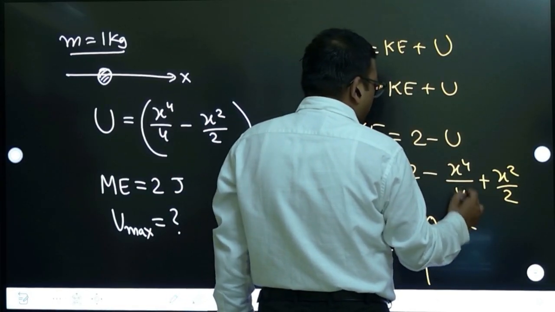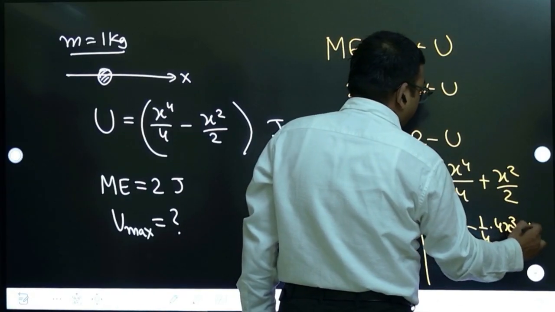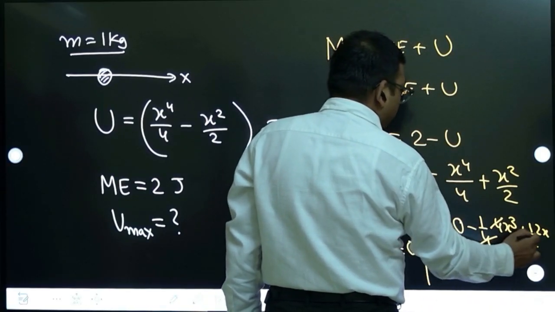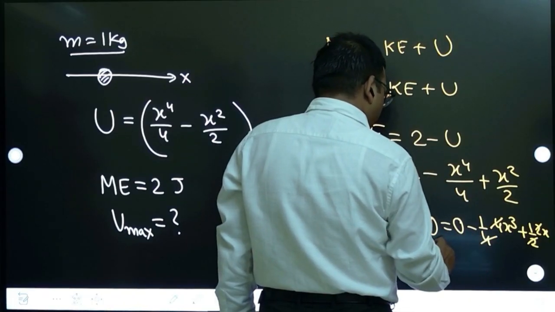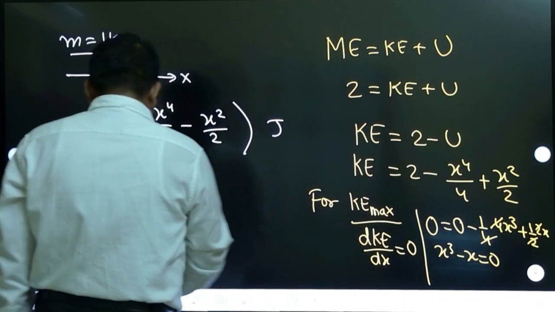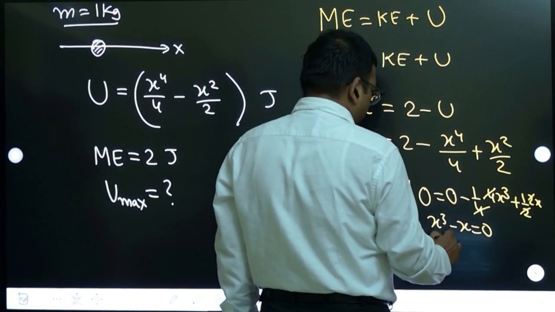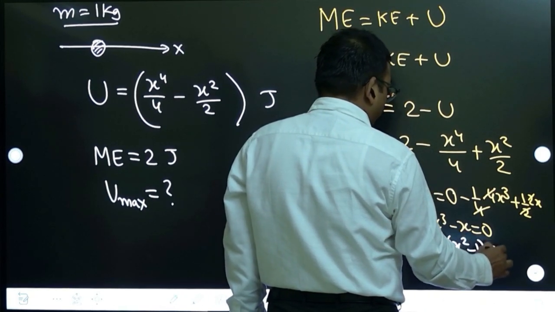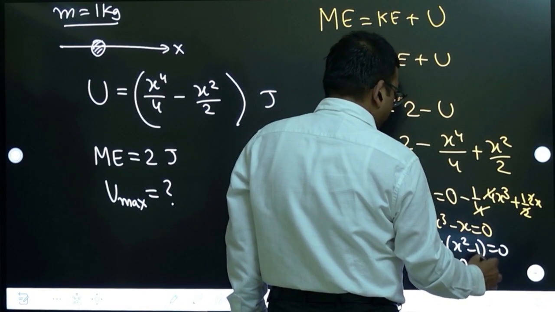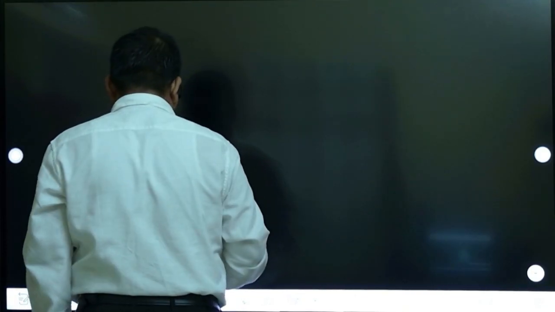Differentiation of 2 is 0. This is 1 by 4. X4 differentiation is 4x cube, plus 1 by 2 comes out. X square differentiation is 2x. So solve: 4 4 cancel, 2 2 cancel. So from here x cube minus x is equal to 0. There are three roots, I think a cubic equation is coming. So you can take x common. It will become x square minus 1 equal to 0. So x is equal to 0 is one root. X square minus 1 is equal to 0. From here you will get x is equal to plus minus 1. Right?